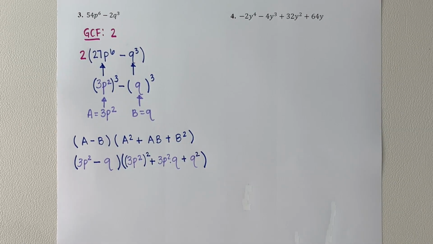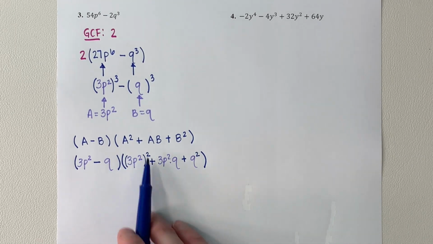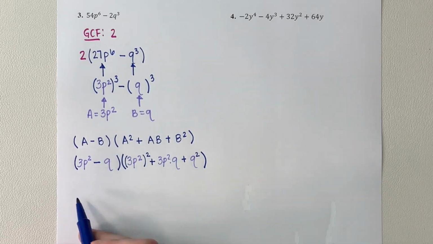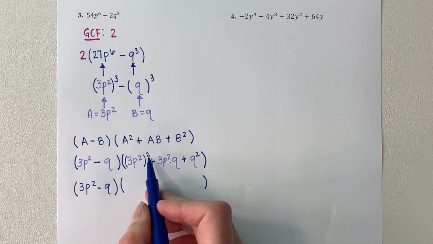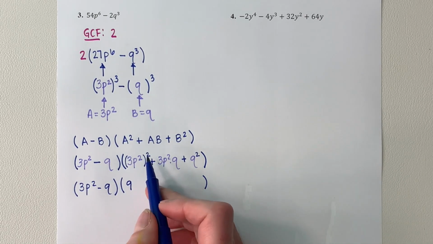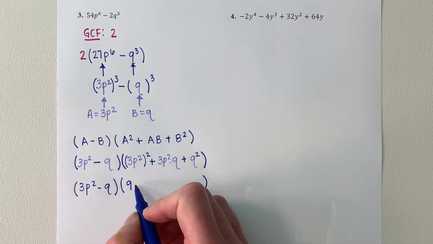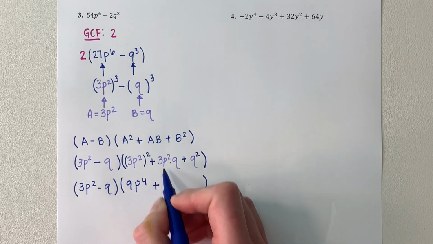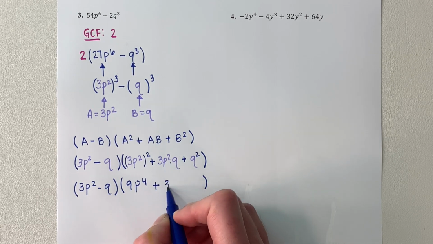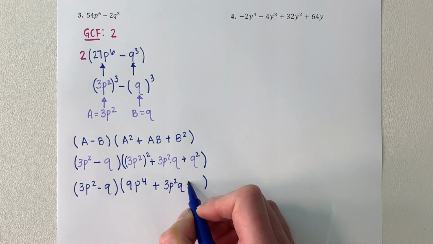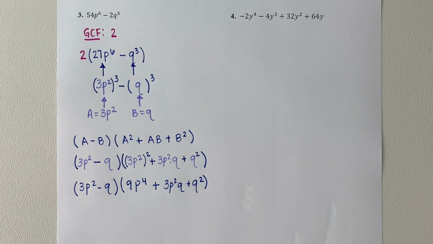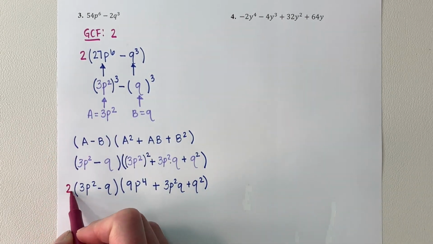Now we're almost finished, but we can simplify this expression here. So I'm going to start by copying this down since it's already simplified. Then we can square the 3 to get 9, and if we square p squared, we want to multiply the exponents. 2 times 2 will give us p to the 4th, and then we'll bring down the 3p squared q and the plus q squared. Then be very careful, after all of this hard work, our answer is still incomplete because we have to make sure to include the GCF in our final answer. So let's write this GCF out front.